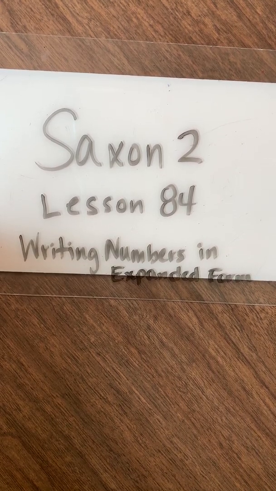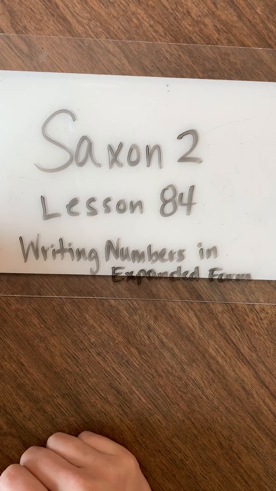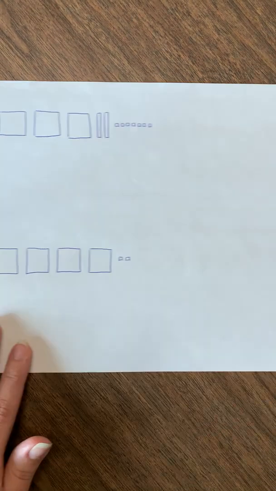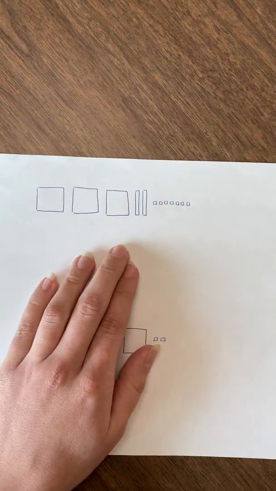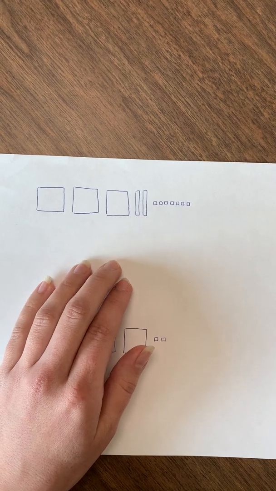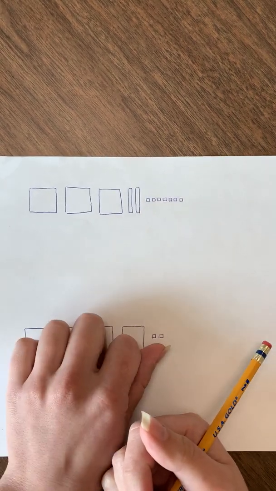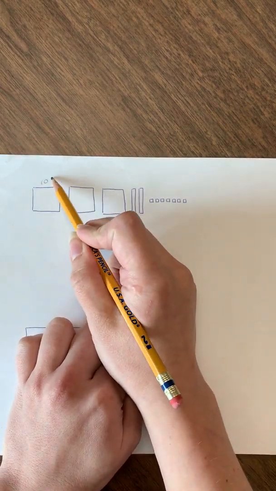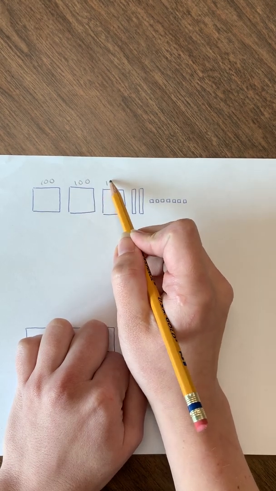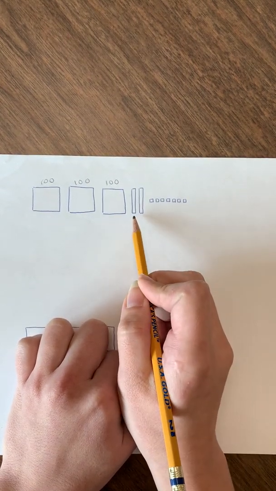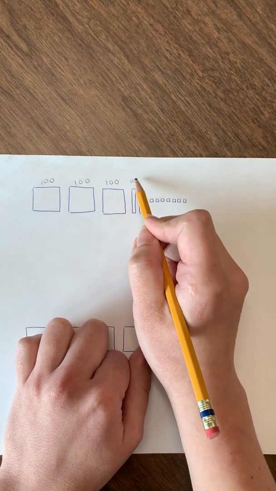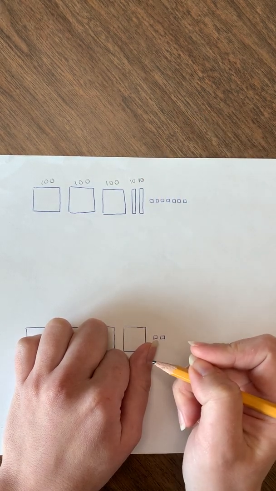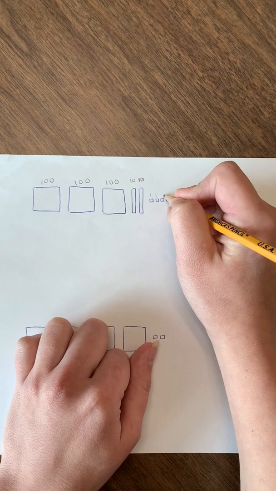Today we are doing Saxon 2, Lesson 84, and we're learning how to write numbers in expanded form. Look at this top picture. What number could we write to represent this picture? Remember, our large squares represent 100. Our sticks represent our tens. And our small cubes represent our ones.